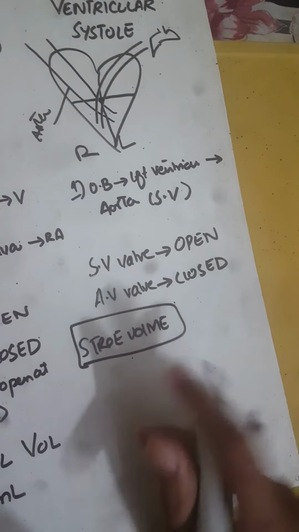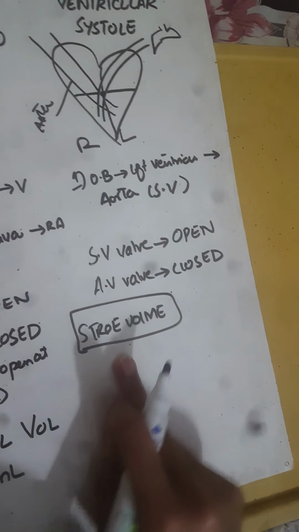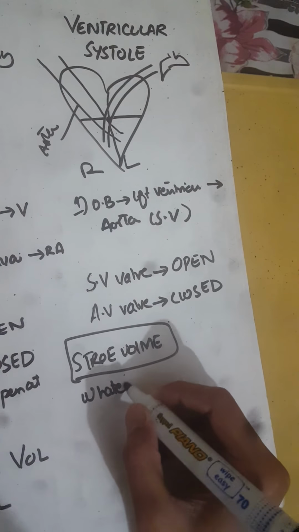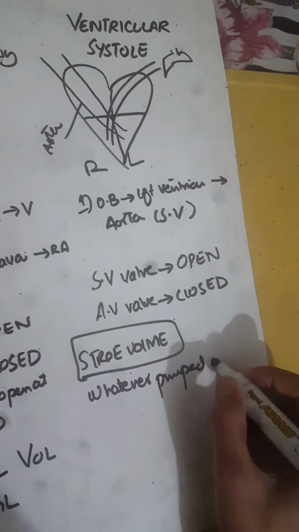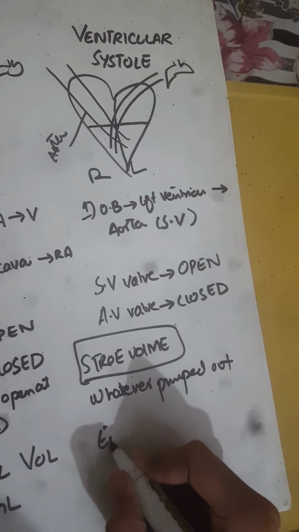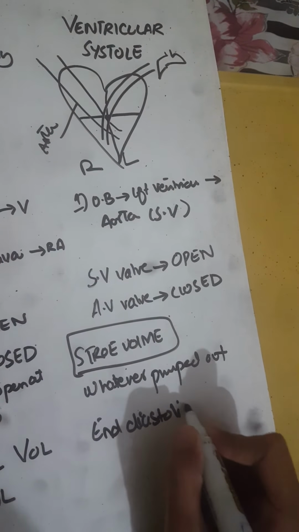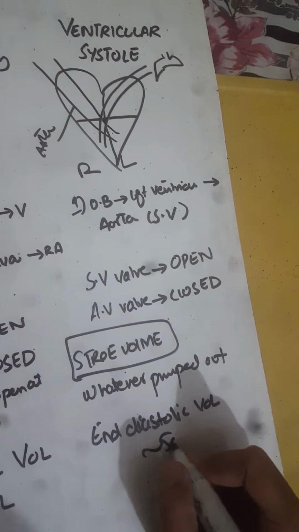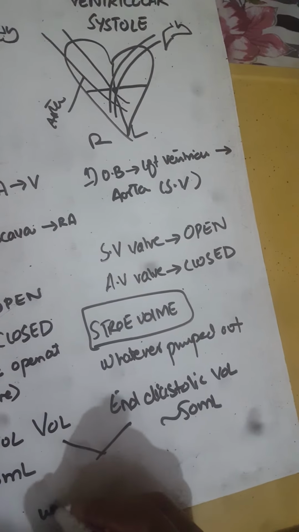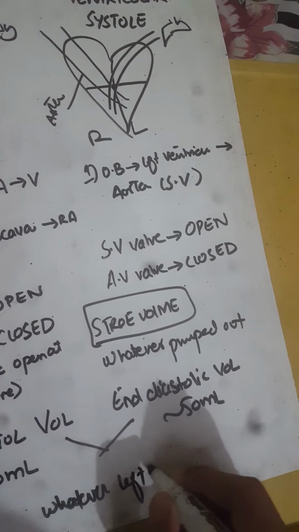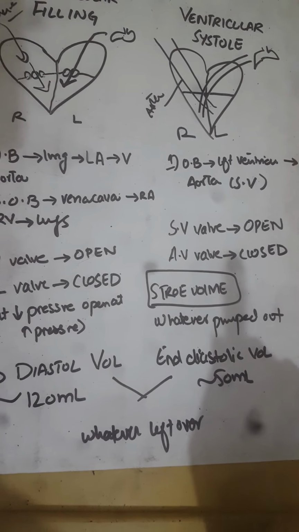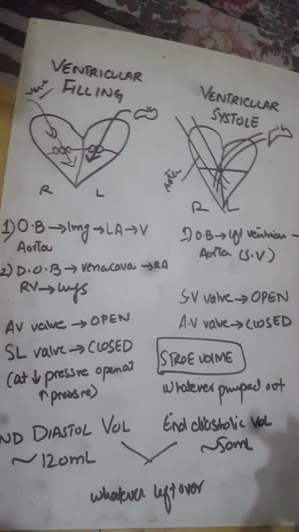Now remember this while doing your cardiac physiology. What is the stroke volume? Whatever is pumped out during the contraction phase, the systolic phase, is the stroke volume, right? In this, the end diastolic volume is 120. Here the end systolic volume is equal to 50 ml, right? Whatever is left over is the end systolic volume. In this there is a filling phase of 120 ml, and the ejection phase is only 50 ml, right? This is all for the ventricular filling and ventricular systole.